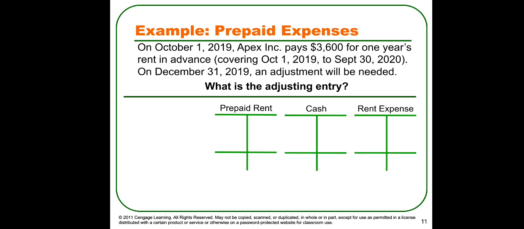On October 1st, 2019, this business pays 3,600 for 1 year's rent in advance. So this is a good business. It pays rent in advance from 1st of October 2019. So 1 year. So the rent covers from 1st of October 2019 to 30th of September 2020.